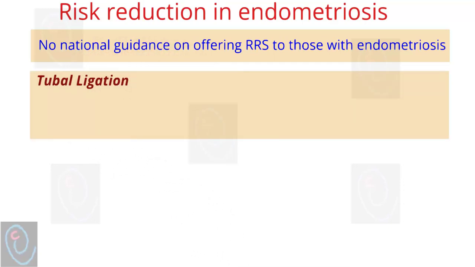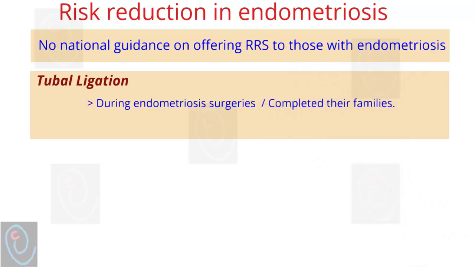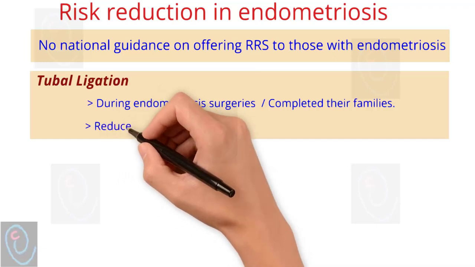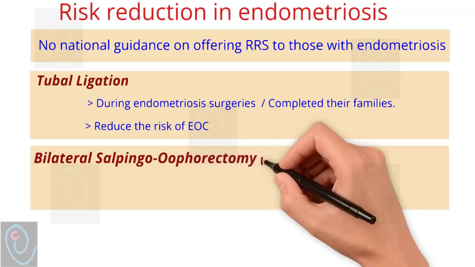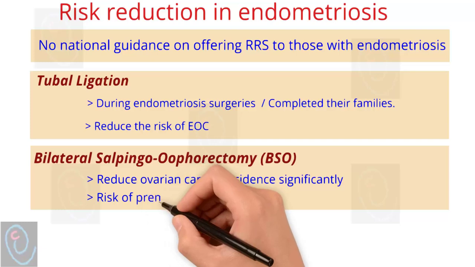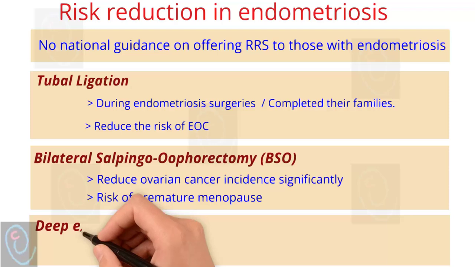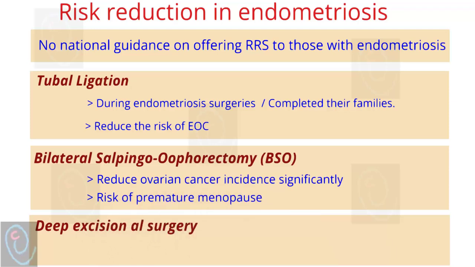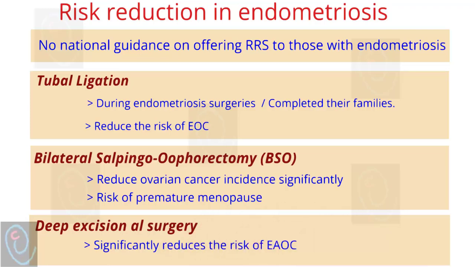Tubal ligation, which is often performed during endometriosis surgeries in women who have completed their families, is proven to reduce the risk of epithelial ovarian cancer, especially clear cell carcinoma and endometrioid carcinoma. Bilateral salpingo-oophorectomy reduces the risk significantly in women with endometriosis. However, it carries the risk of premature menopause and its associated morbidities. Excision of deep endometriosis: radical removal of endometriotic tissue significantly decreases the risk of endometriosis-associated ovarian cancer.